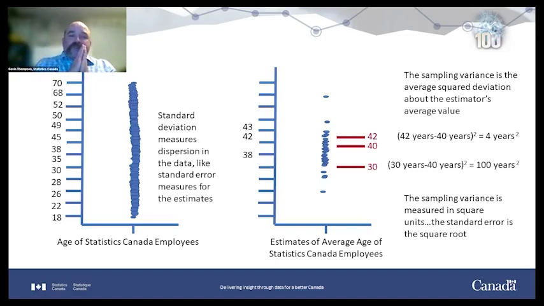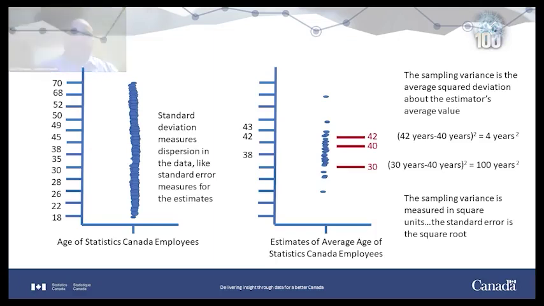The difference between standard deviation and standard error is that standard error measures the error of the estimate. Standard deviation measures the dispersion in the data. So one looks at the distribution of the data. The other looks at the distribution of the estimates.